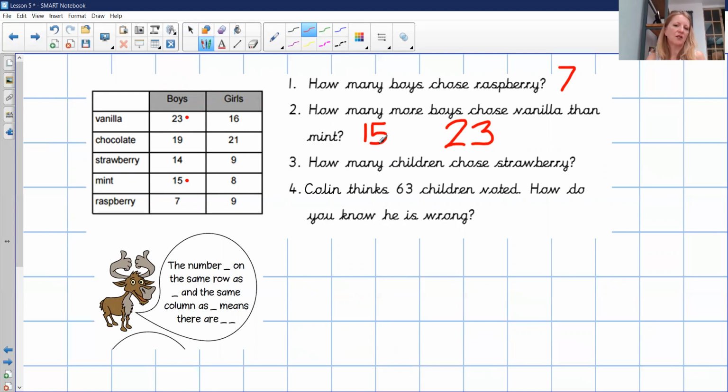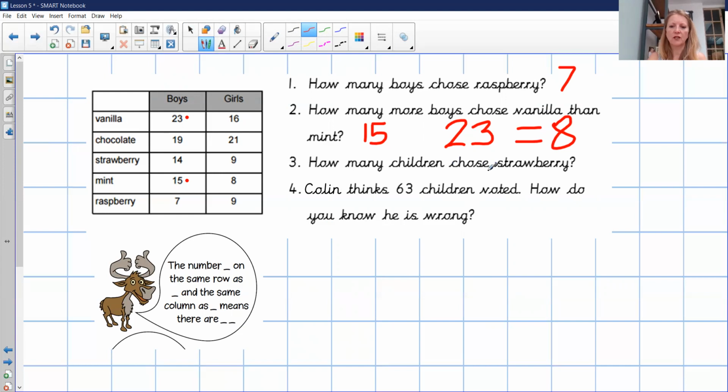So I might do 15 add 5 would take me up to 20, and then 3 more would take me up to 23. So the difference between them would be 8. So how many more boys chose vanilla than mint? The answer would be 8.